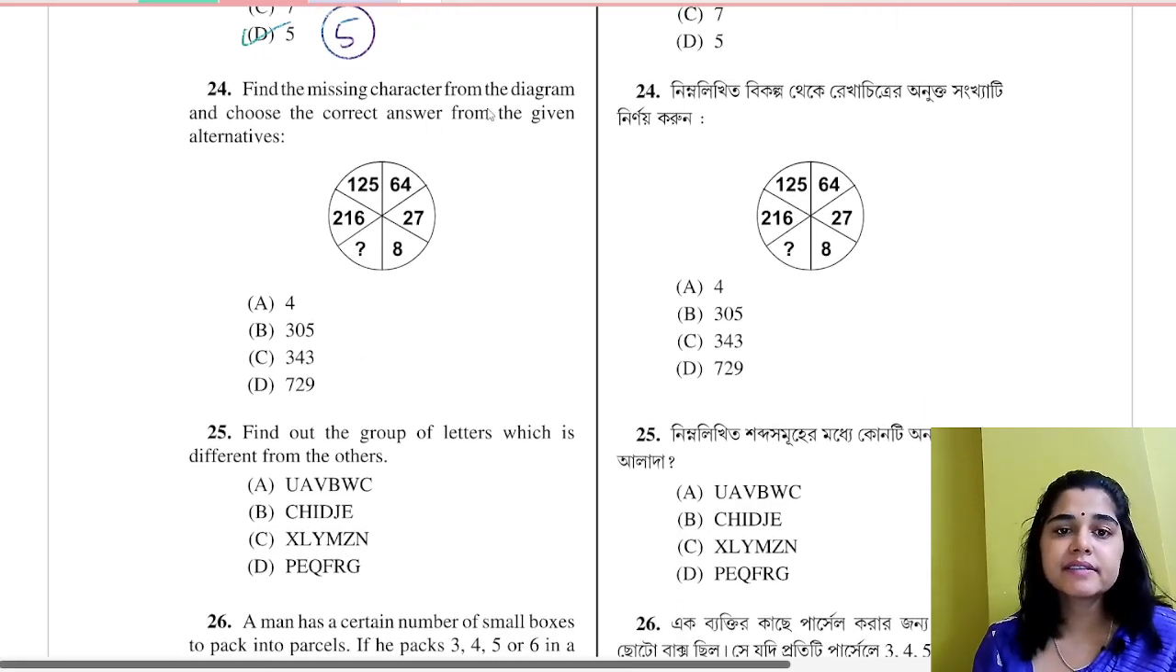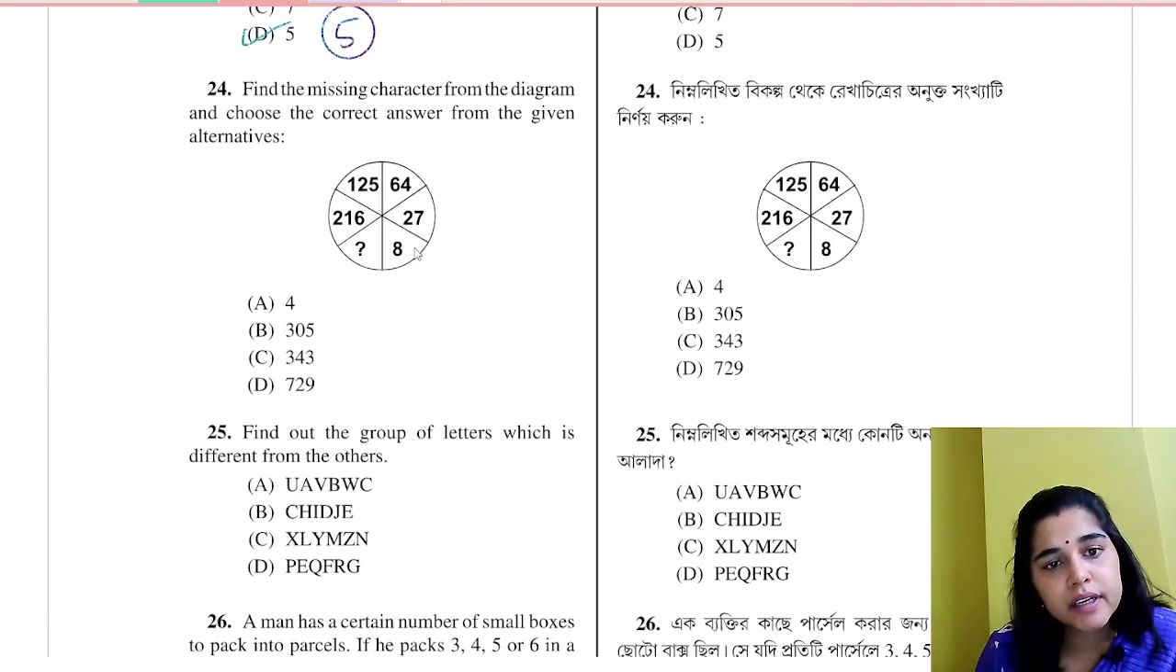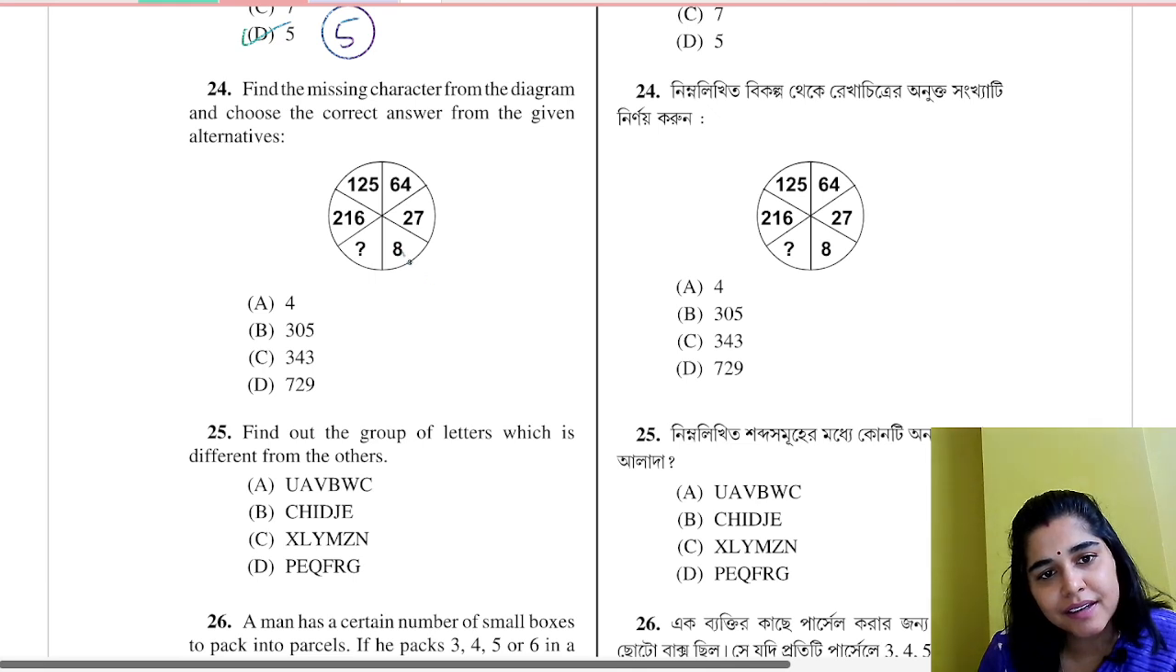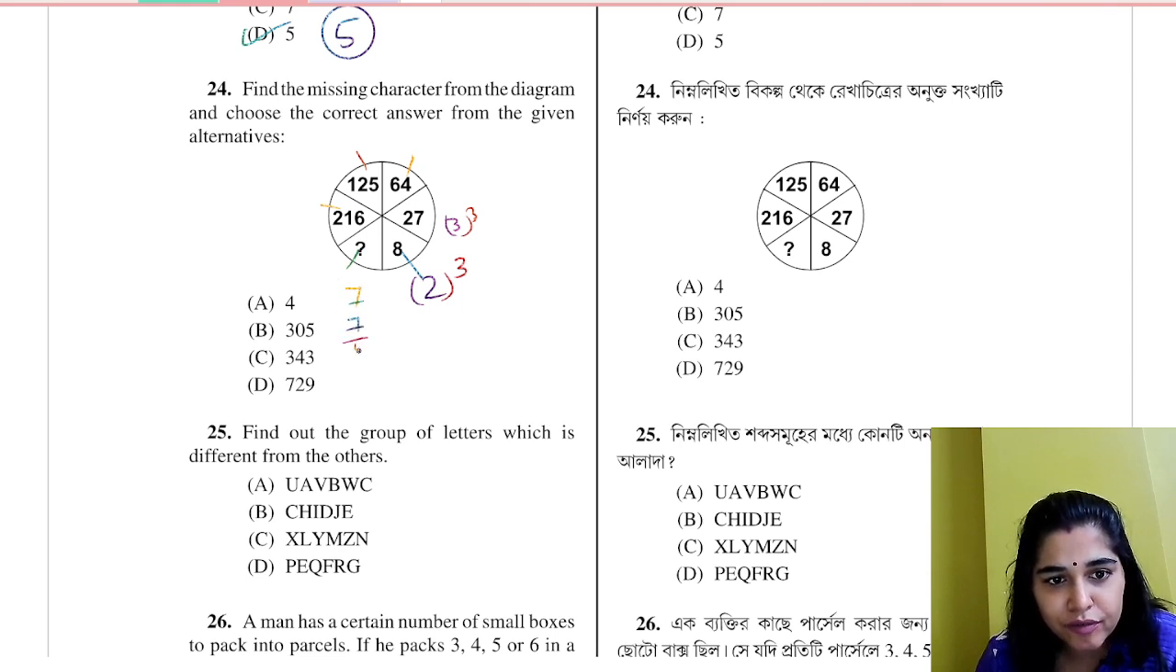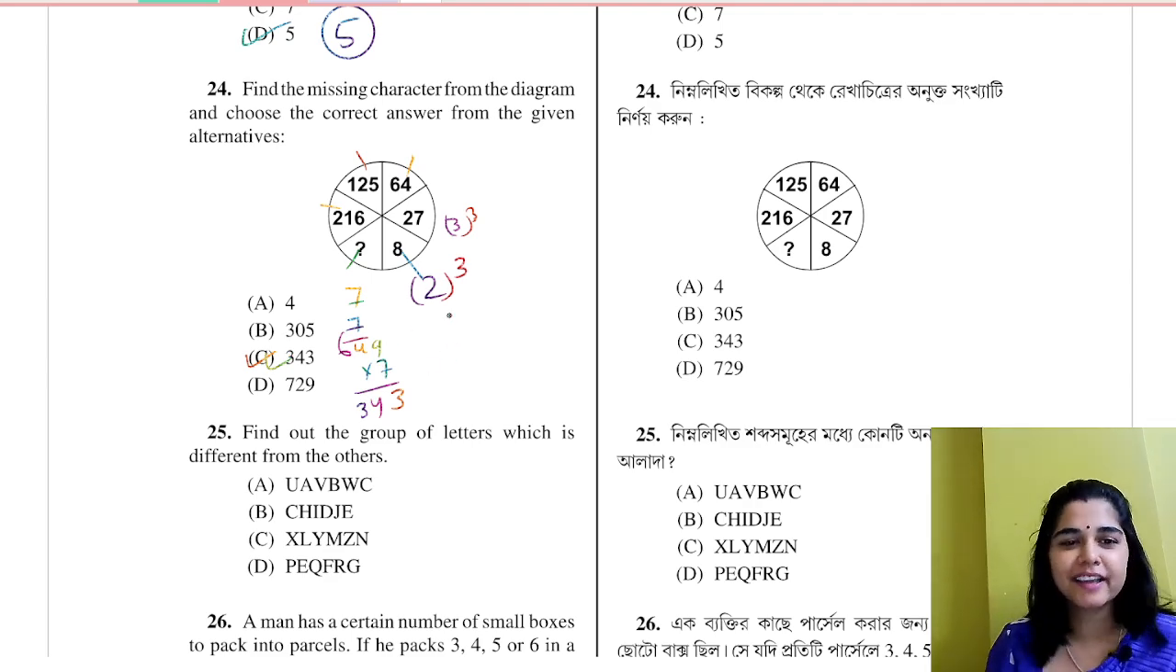Find the missing characteristic from the diagram and choose the correct answer from the given alternatives. So here we can simply see the cube of 2, the cube of 3, and 4, 5, 6 and 7. Simply do the cube of 7, which is 343. If you got it, that's very good, we did it by multiplying.